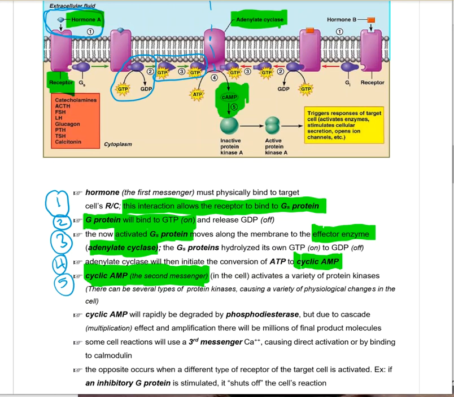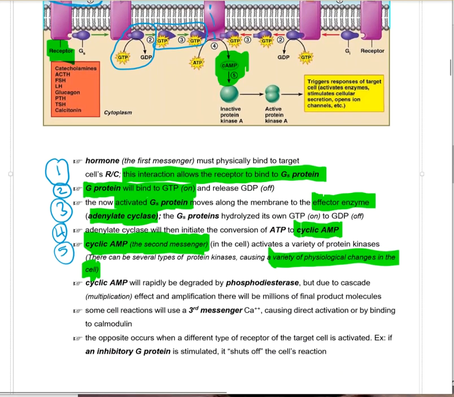Now, cyclic AMP then will activate things that are called protein kinases, and they do bunches of different things in the cell. So they basically activate a variety of physiological changes in the cell via these things called protein kinases, which do different work. And you can read up there in the box what kinds of things it might do. It might stimulate cellular secretion. It might open ion channels. It might do a bunch of things.